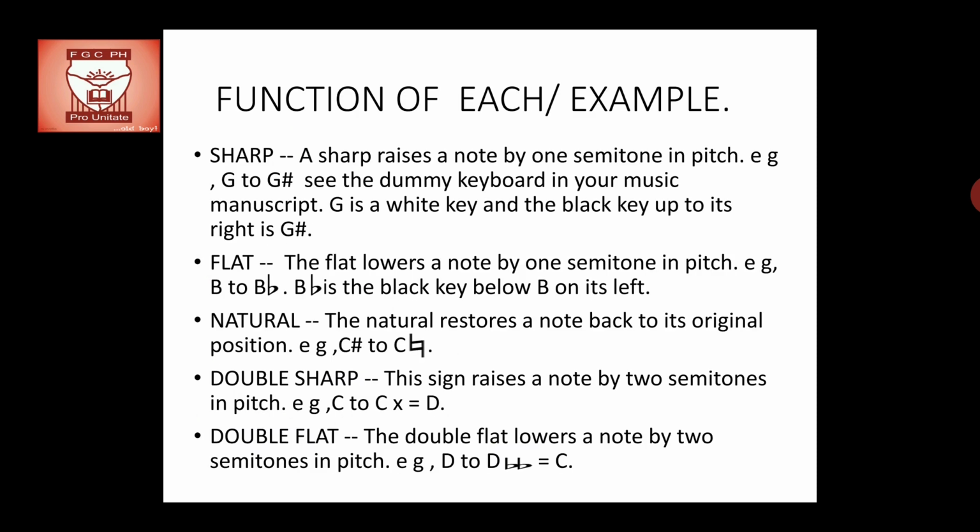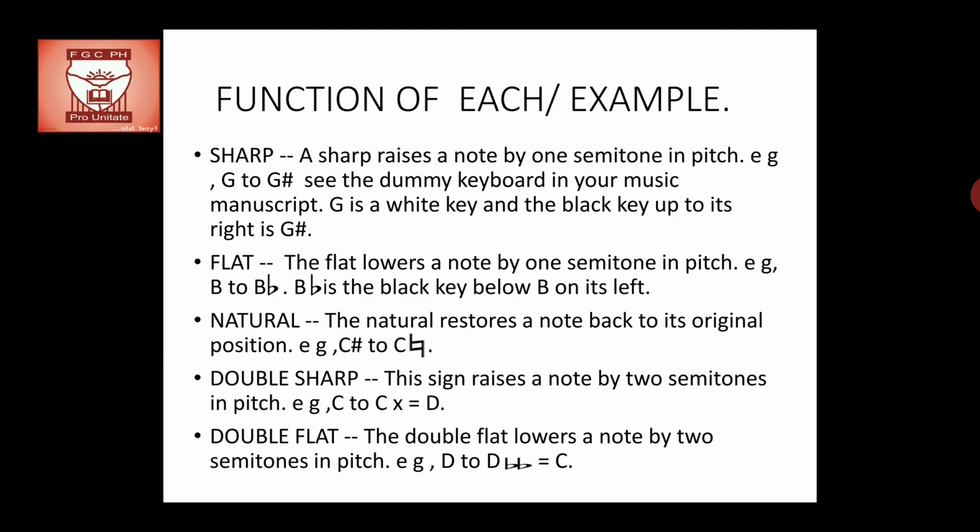A sharp raises a note by one semitone in pitch. For example, you will be having G, letter G, which is a white key, moving up to G sharp, which is a black key, up to its right. From the dummy keyboard at the back of your manuscript or any of the textbooks available to you, you will see G, which is a white note, and then when you move up to the black note above it to your right, you have G sharp.